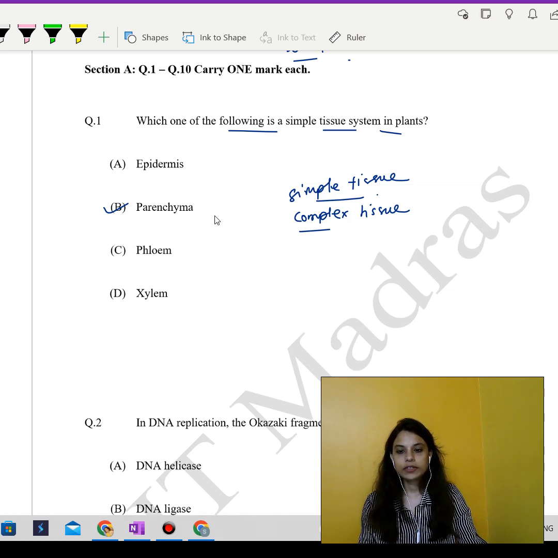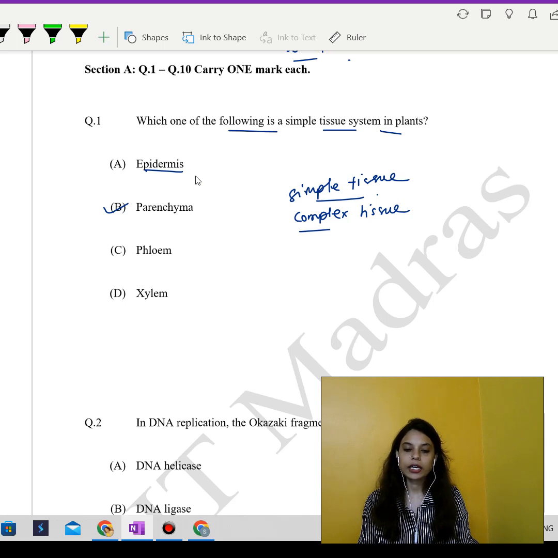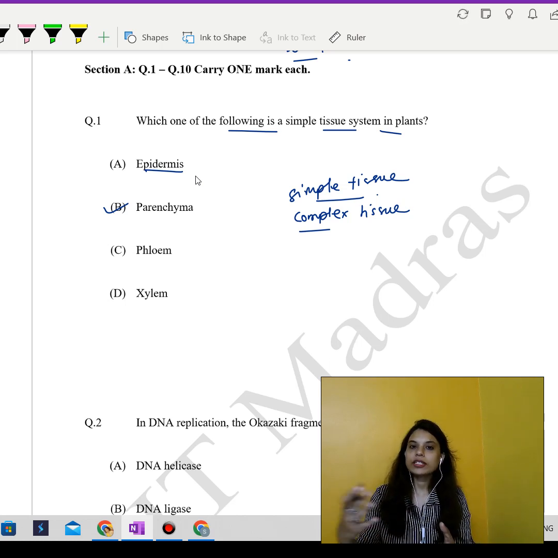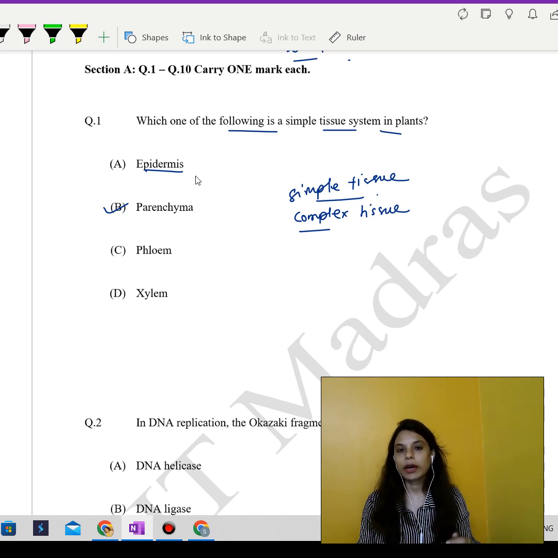See, I have already chosen the correct answer, but we need to discuss why only this is the correct answer and not the other ones. Let's talk about the very first option, epidermis. While it might seem like a single tissue layer at first glance, it actually contains several cell types, like guard cells and epidermal cells, and it collaborates with other tissues, like the underlying parenchyma, for functions like gas exchange and protection. So therefore, it can be categorized as a complex tissue.